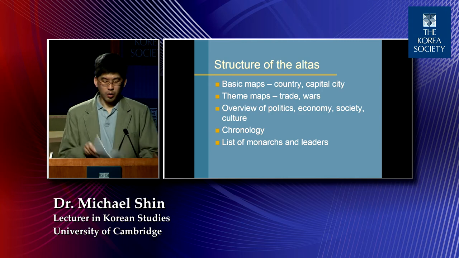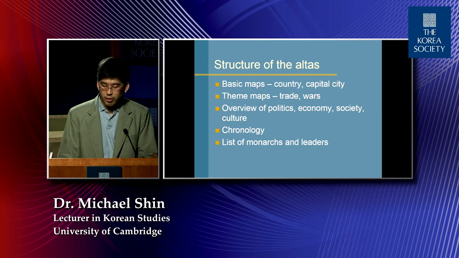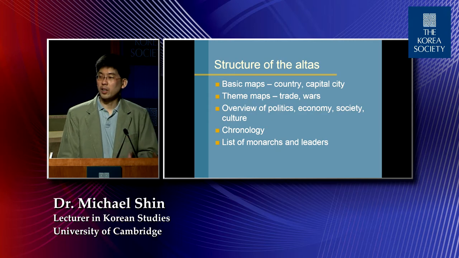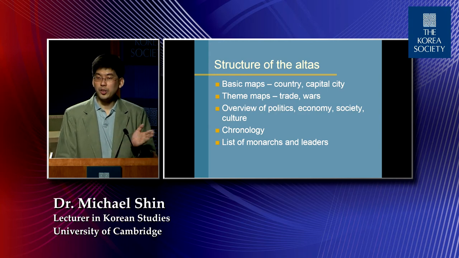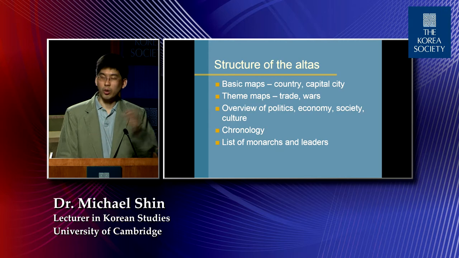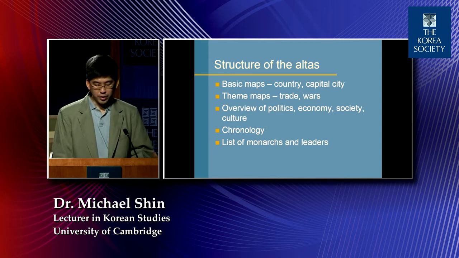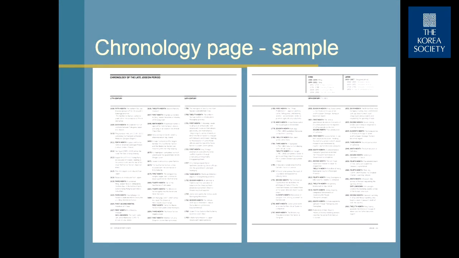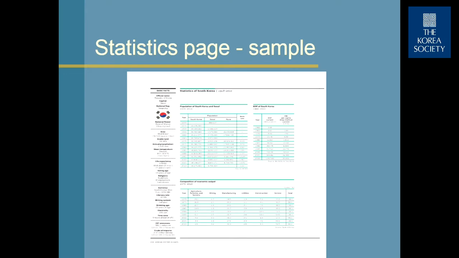But then where it becomes different is the inclusion of material other than maps that seek to provide this basic information on Korean history. So each section has an overview of the politics, economy, society, and culture of each period. We structured this way to make it easier to read, but also so you can see the patterns, how certain things developed from prehistory to the present. Now, at the end of each section, there is a chronology of major events, as you can see here. Then in periods where sufficient data is available, there are statistical tables of basic indices, such as population. And lists of monarchs and rulers of each polity.